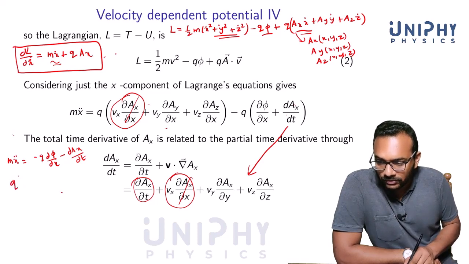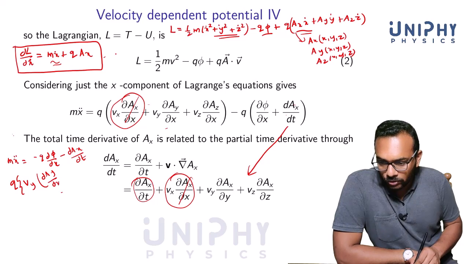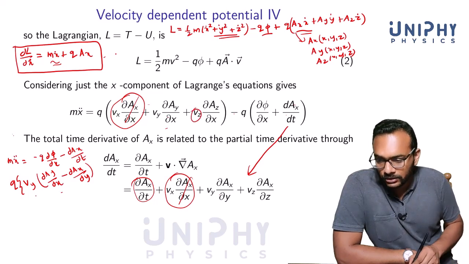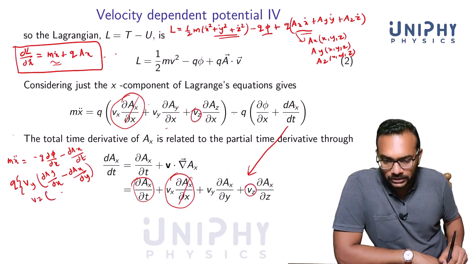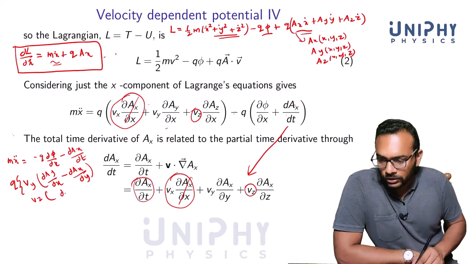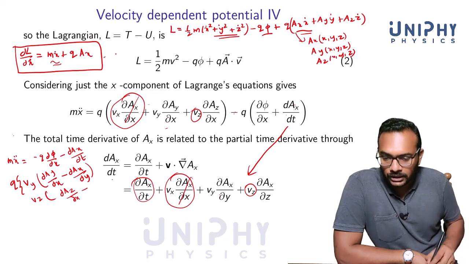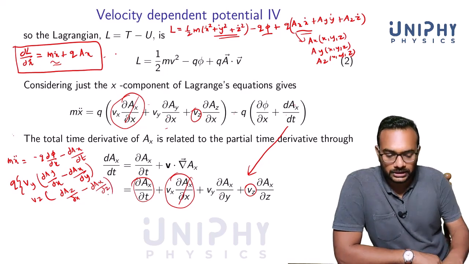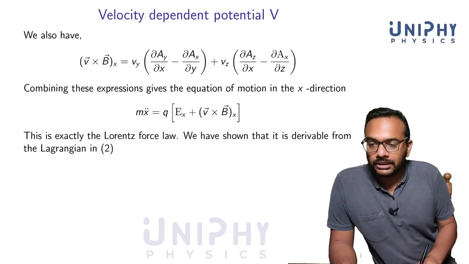There's a q sitting everywhere, so I'll pull it totally outside, and there's a vy there, vy ∂Ay/∂x, and correspondingly, since there's a minus sign here also, it's minus ∂Ax/∂y. Fine. And there's a vz here, and a minus sign in between, so that is ∂Az/∂x minus ∂Ax/∂z. That's our equation of motion.